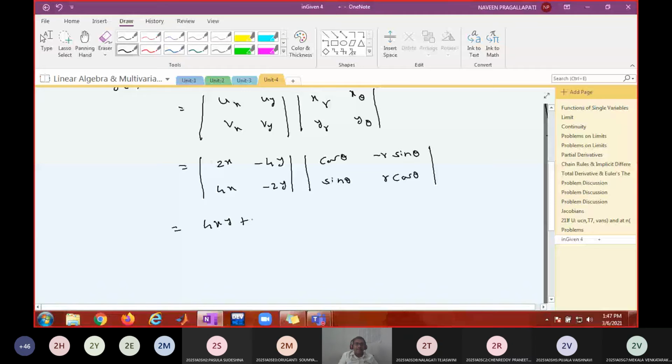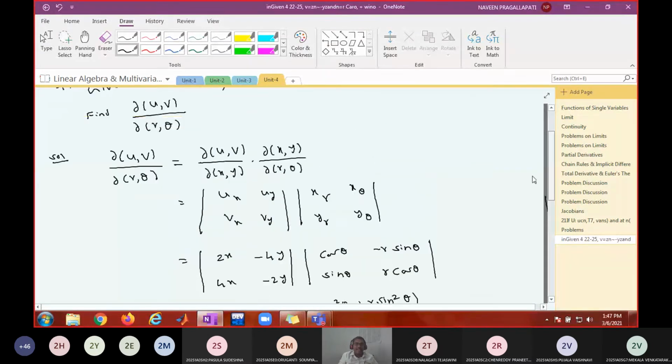4xy plus 16xy into r cos square theta plus r sin square theta. Minus 4x. This is minus 4xy. So this is going to be 12xy into r into cos square theta plus sin square theta is 1. So this is 12rxy.